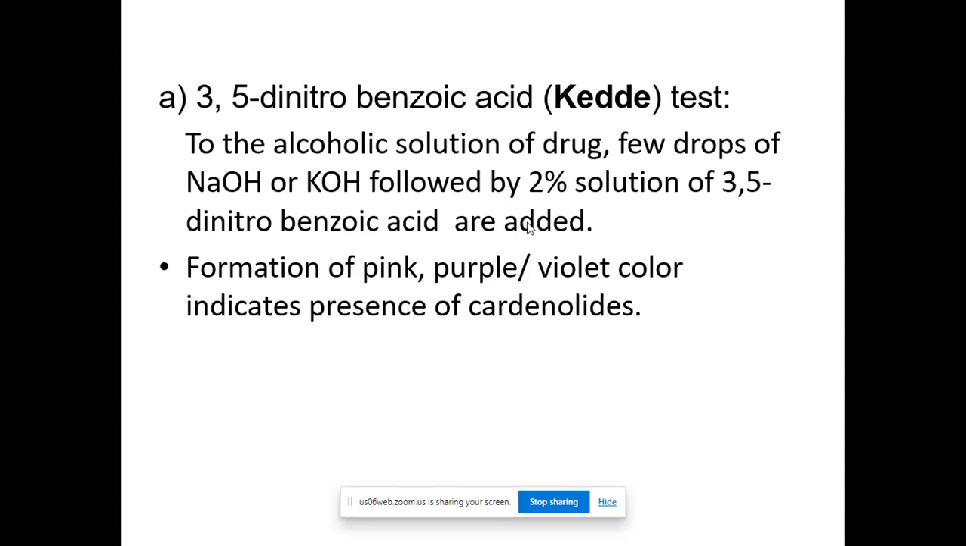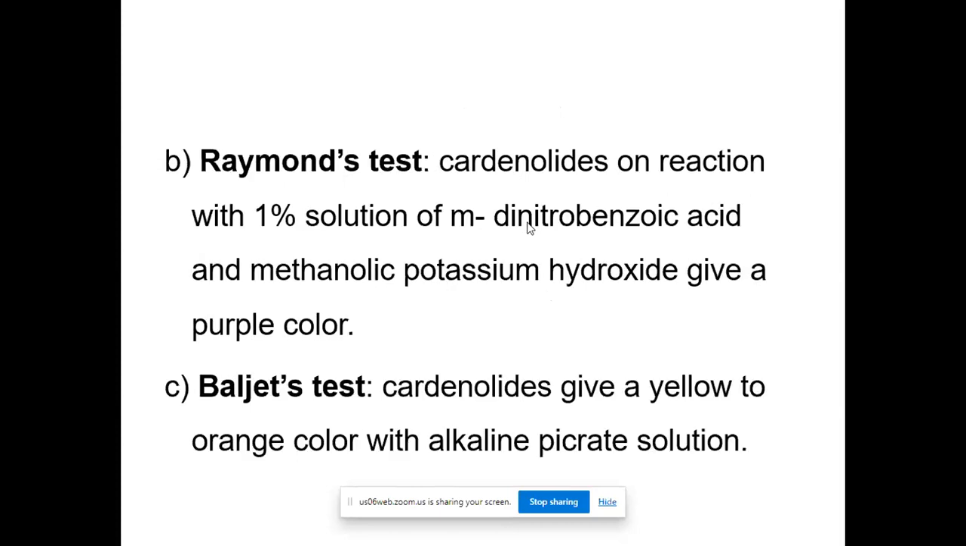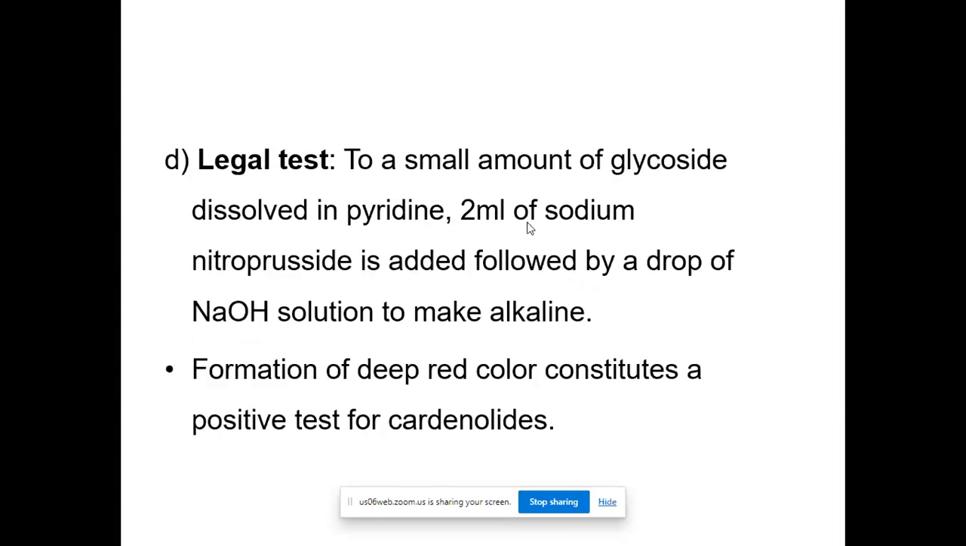And for Raymond's test, by using the meta-dinitrobenzene reagent, it will give a purple or violet color. And for Baljet, the cardenolide will give a yellow to orange color with the alkaline picrate solution. And use acetic acid. For the Legal test, a small amount is dissolved in pyridine, into 2 ml of nitroprusside, and then you add a small amount of sodium hydroxide to give a red color, which is a positive test for the cardenolide.